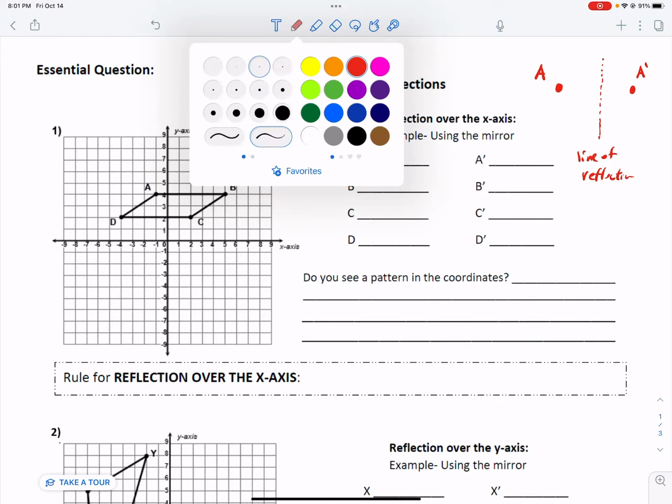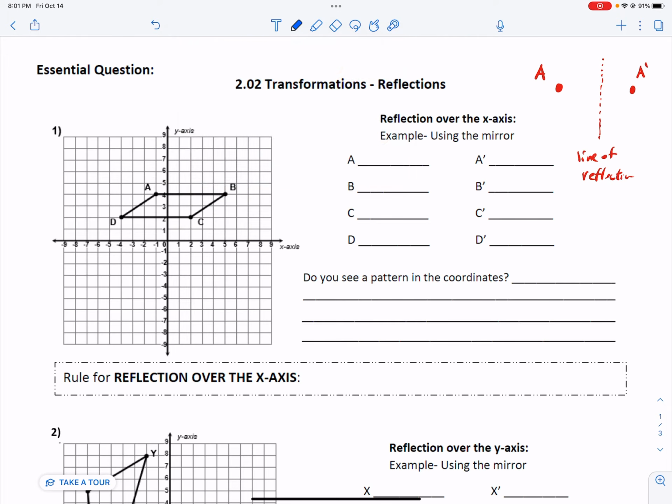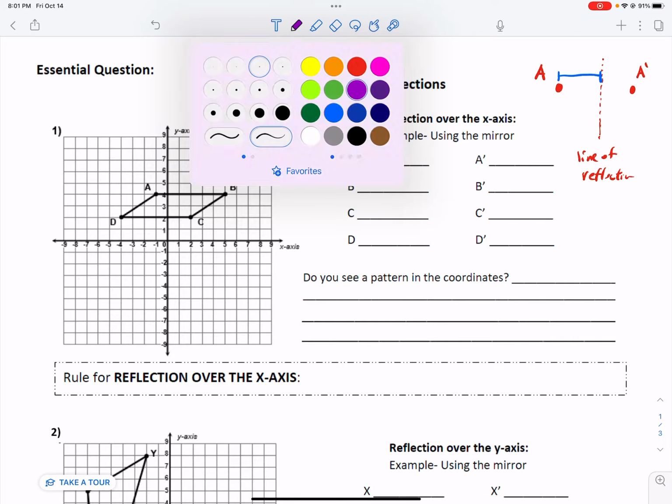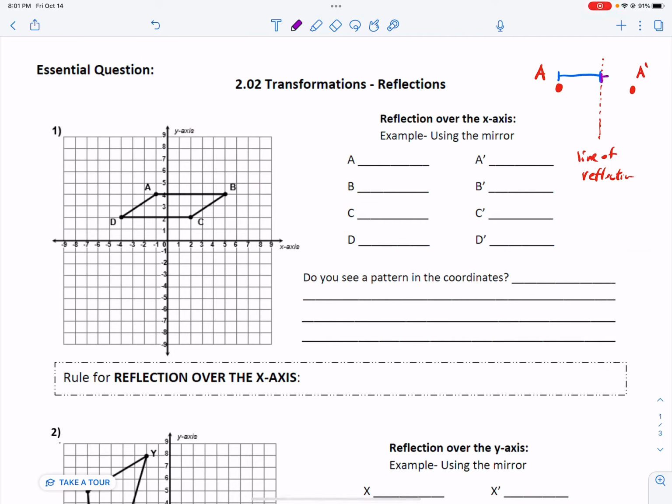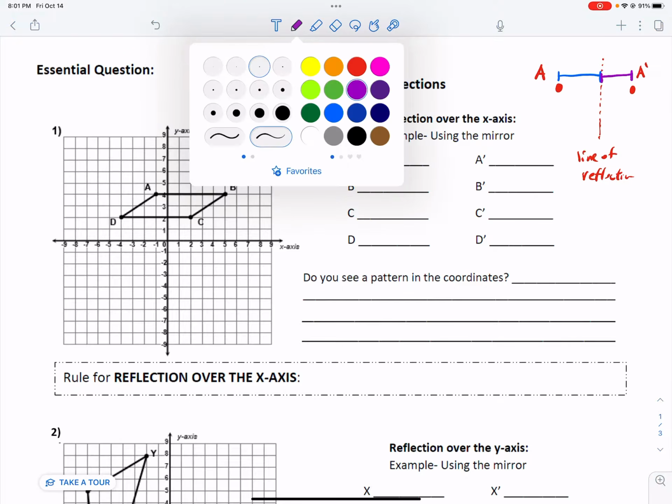Right, so that means that the distance from our pre-image to our line of reflection will be equal to the distance from our line of reflection to our image. So just note that these two distances will be equal to each other.